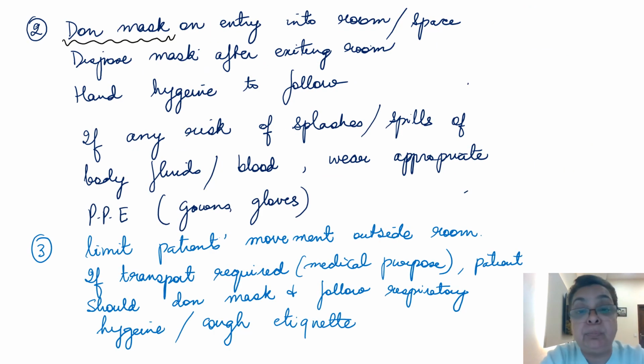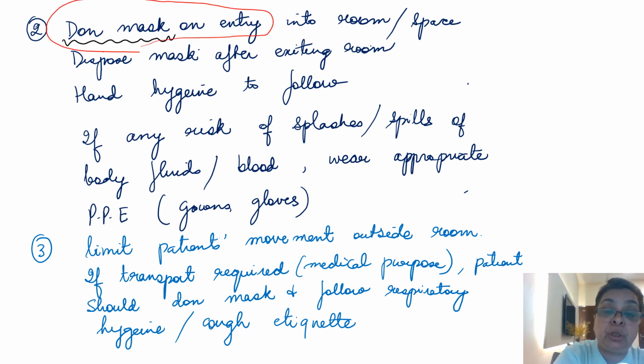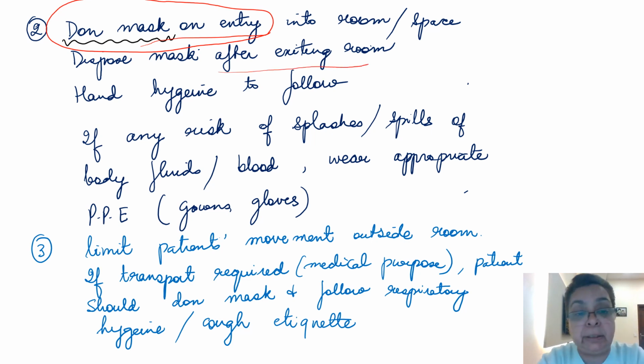Next, what is the most important personal protective equipment? Because they are transmitted by respiratory droplets, we are going to don a mask on entry into the room space. Okay, like in contact precautions, what was important? Gloves and gown was important. Here, wearing a mask is most important. And dispose of this mask after exiting the room.